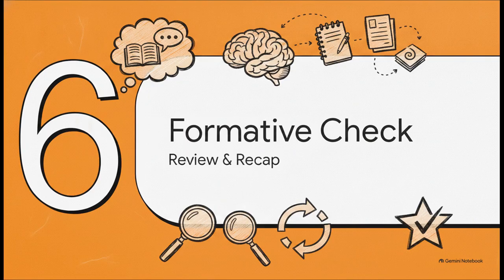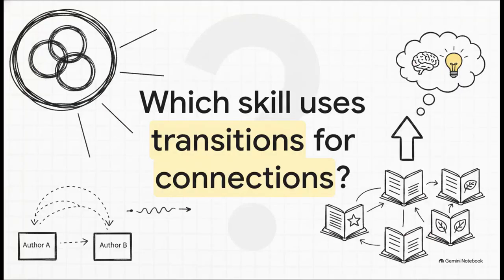We're in the home stretch. Section 6, formative check and recap. Take a brief mental moment for this formative check. Which of our skills involves grouping sources by topic, looking for connections, and using transitions to put authors in conversation? Did you guess it? If you said synthesizing information from multiple texts, you hit the nail on the head.